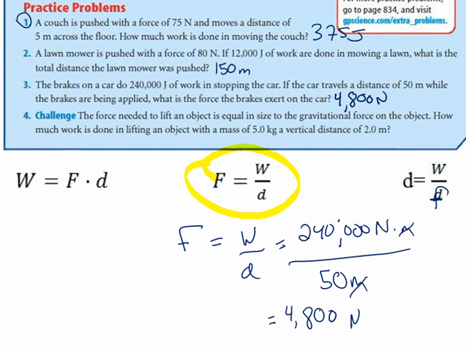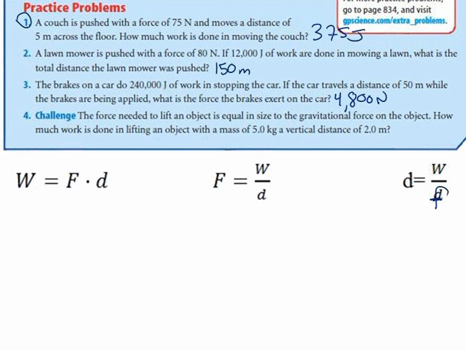And the last problem. The force needed to lift an object is equal in size to the gravitational force on the object. How much work is done in lifting an object of mass of 5 kilograms a vertical distance of 2 meters? So this problem sort of has two steps. Now we are looking at how much work is being done on this object. It's got a force on it. We don't know what the force is because it's going to be equal to the gravitational force.